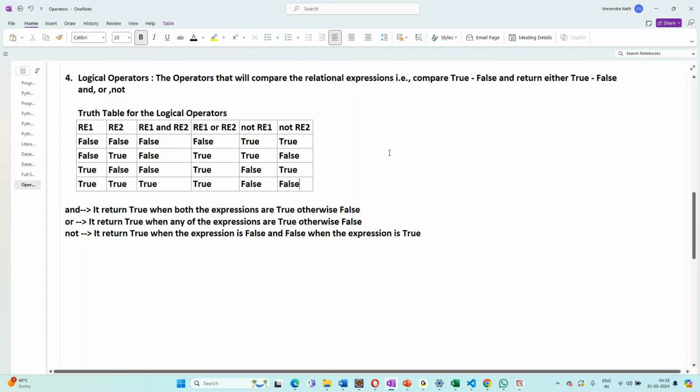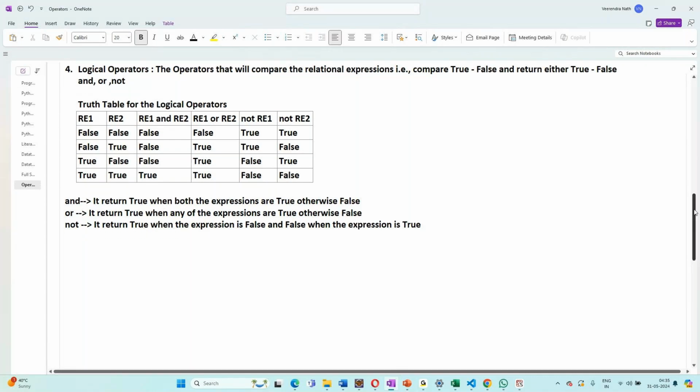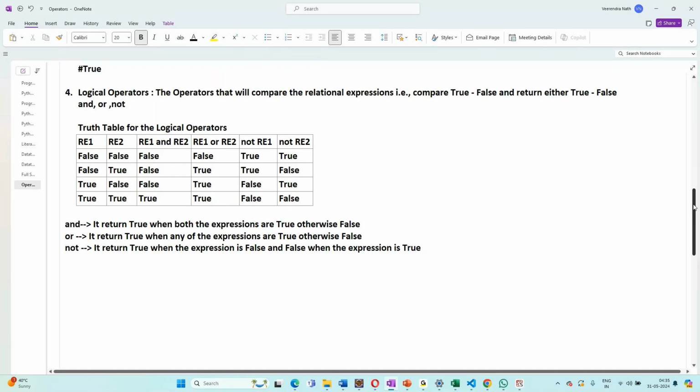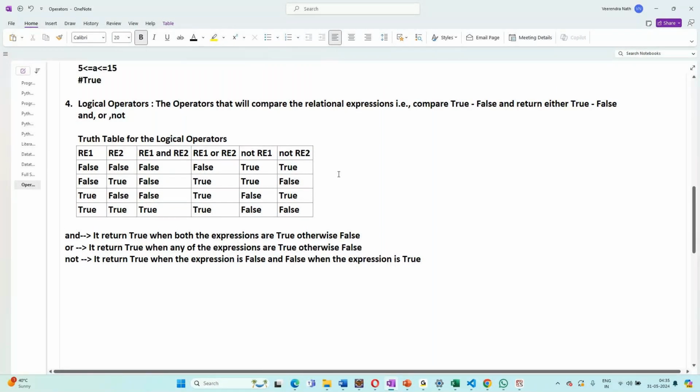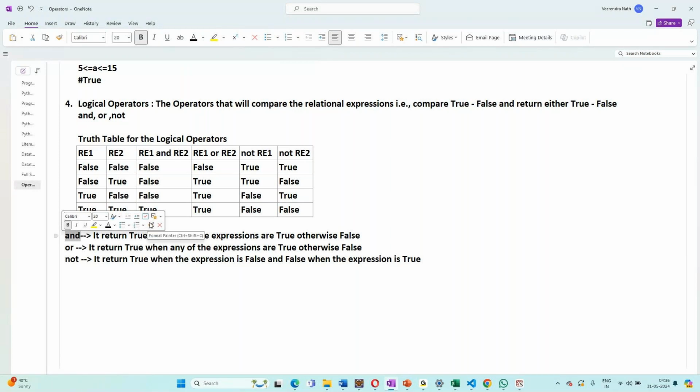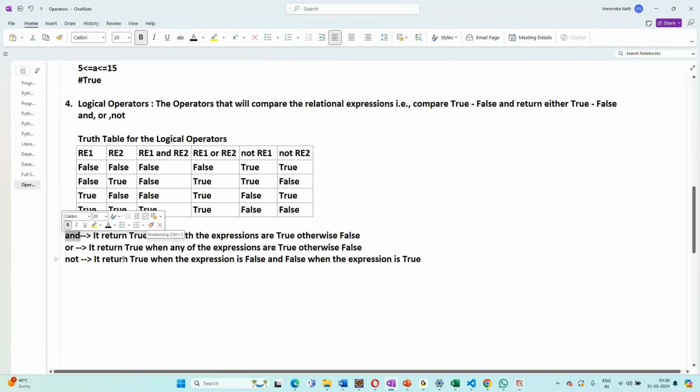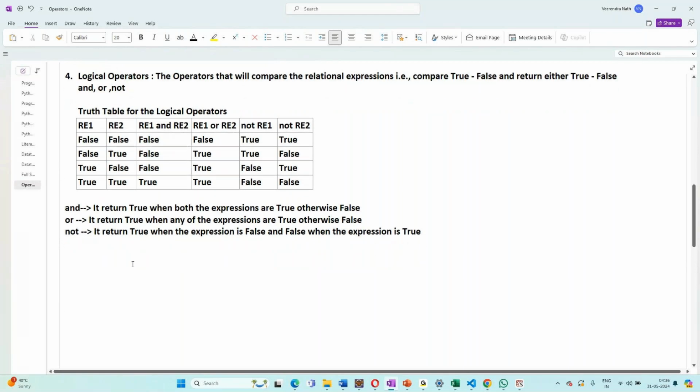So like this, you have a truth table for the logical operators. Logical operators means the operators which will be and, or, and not. The and operation will return true if both of them are true, otherwise false. The or operation will return true if any of the expressions is true, otherwise false. The not operation is like opposite. In that way you are looking at the logical operators.